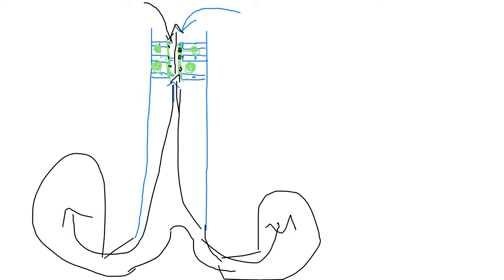Now, if the debris does make it in, we do have specialized cells, thank goodness. We do have these specialized cells in the lungs that are called alveolar dust cells. And they are macrophages. Macrophage, the word phage comes from phagocytosis. It's going to engulf and eat and break down all that debris. Okay, so that's the purpose of the cilia.